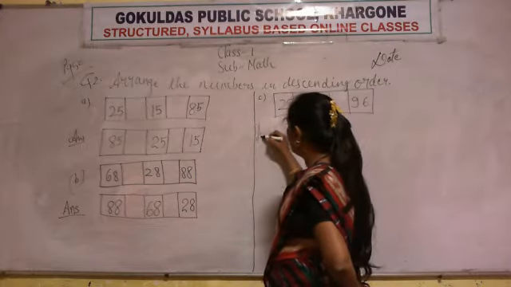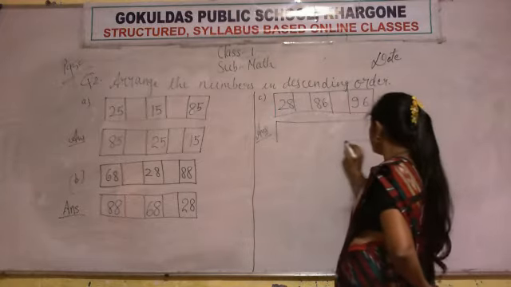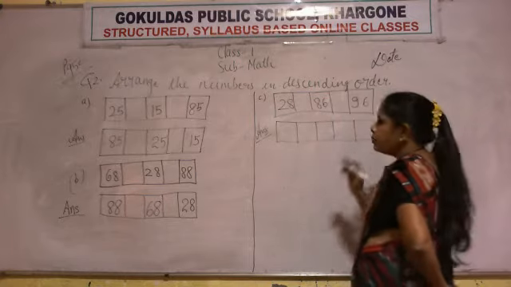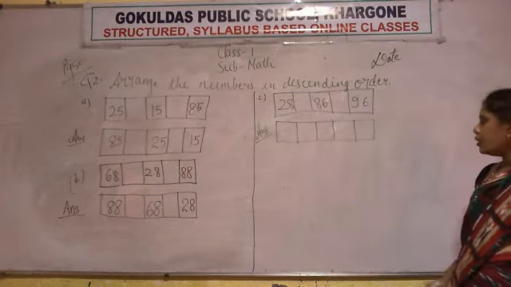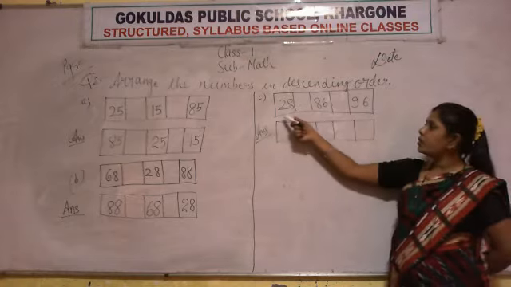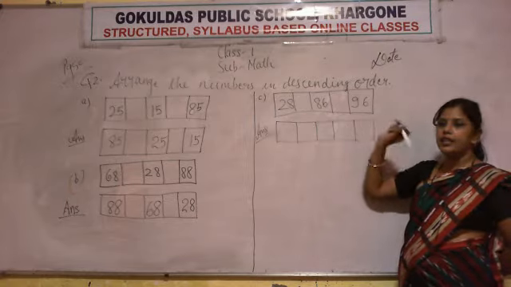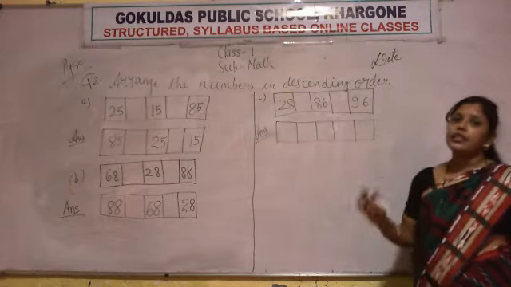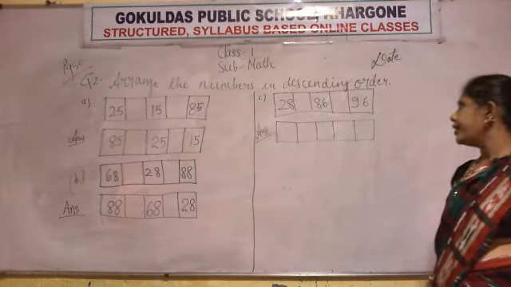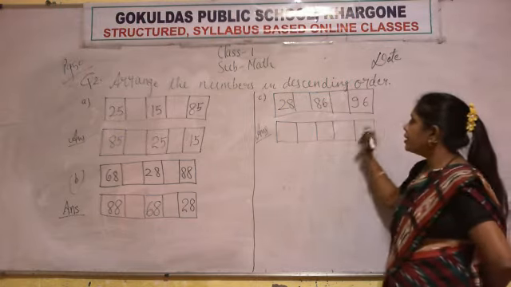So once again, what is our first step before arranging the numbers? We have to read the numbers. Read the given numbers. What numbers are given? 28, 86 and the last number is 96. Okay, these are the three numbers. Now identify the biggest number. Which is the biggest number? The biggest number is 96.